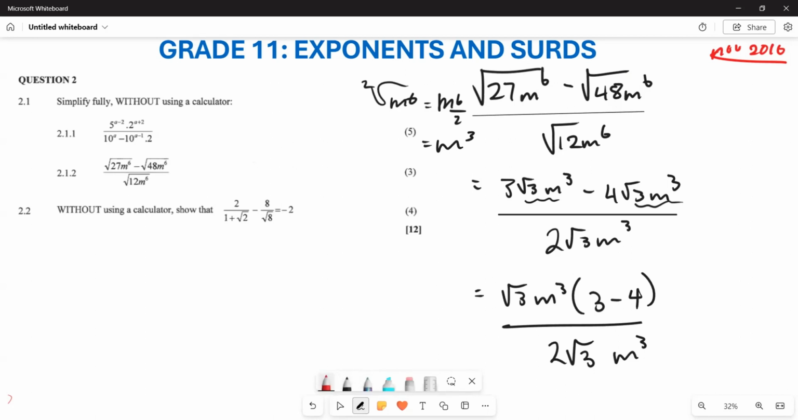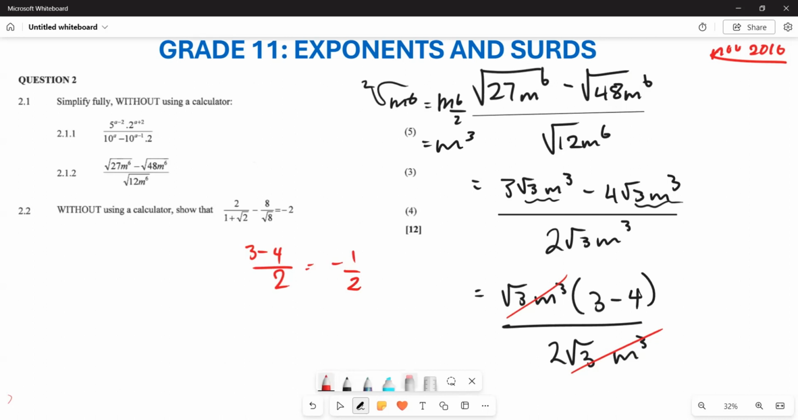Now these are going to cancel. This one and this one are going to cancel because these are one and the same thing, right? Now if they are canceling, this is going to be 3 subtract 4 over 2. Then what is 3 subtract 4? This is going to be negative 1 over 2 as your answer. Okay, so basically that is what you are going to have.